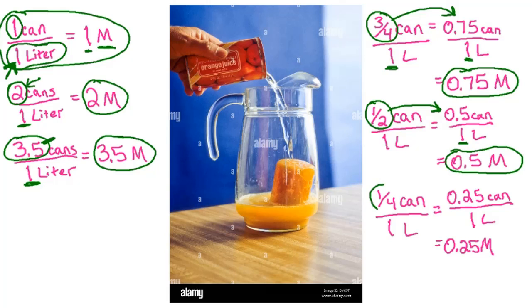What about a fourth of a can? Well, once again, we have to change a fourth into a decimal, so that's 0.25 cans in 1 liter of water. So as long as it's 1 liter of water, because remember, molarity is all about however much a substance is in 1 liter of water. This 1 liter never changes. So 0.25 cans in 1 liter of water is going to be a 0.25 molarity.